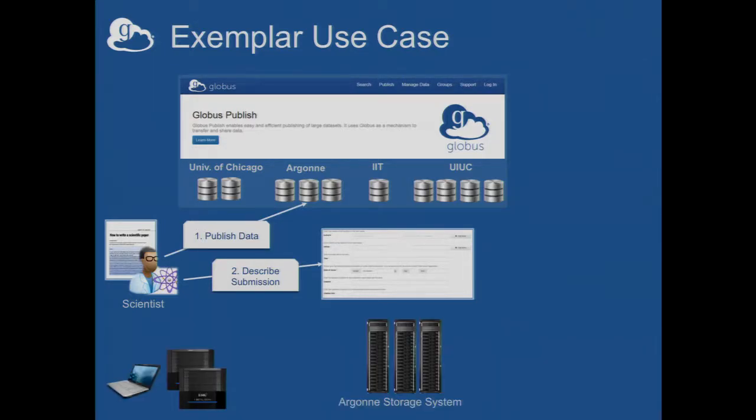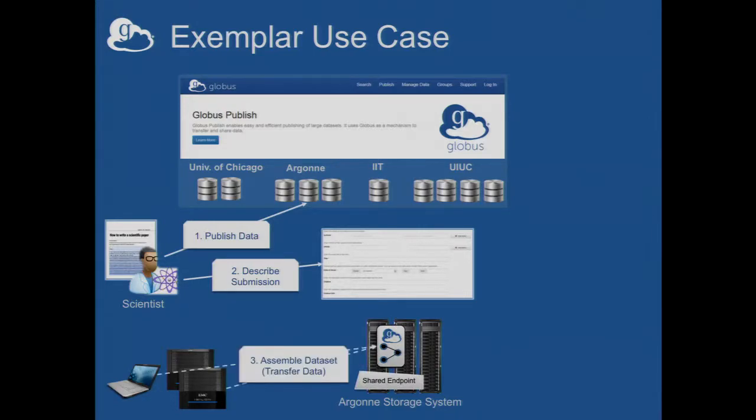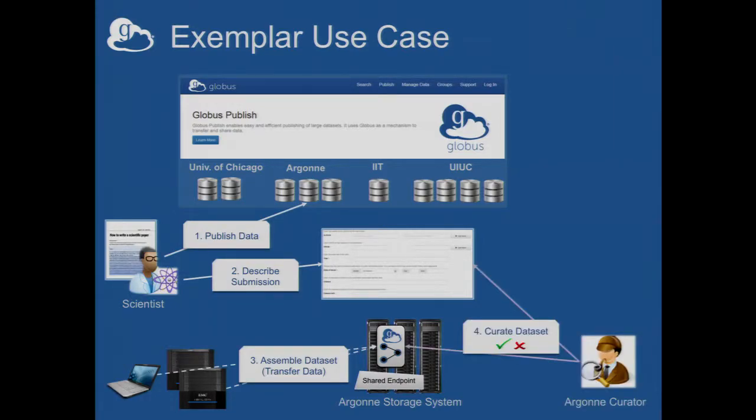Then the third step is where the scientist actually assembles all the data, right? So there might be data sitting on machines that you computed on, your desktop, laptop, what have you. You move that data to the collection storage. A university providing it, a project storing it, that's the final resting place for the data, where it's going to be preserved, archived at various levels, right? So the scientist assembles all the data and then submits it for publication.